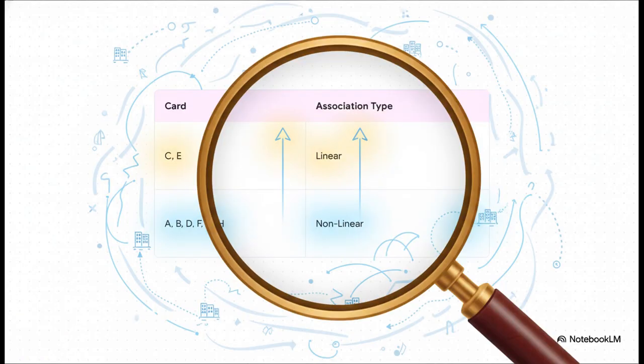Okay, let's go back to our Scatterplot City case files just one more time. If we sort them by their shape, you'll see that only C and E really follow a straight path. All the others, A, B, D, F, G, and H, they've all got curves and bends in them. They are all nonlinear, and each one is telling its own unique, winding story.